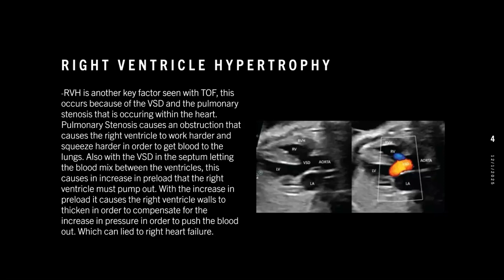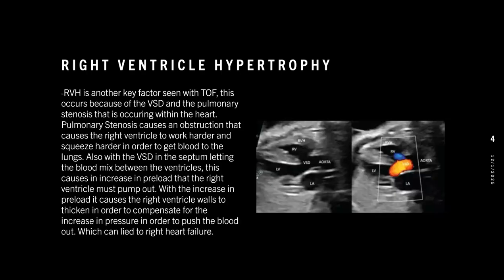Right ventricular hypertrophy. RVH is another key factor seen with TOF. This occurs because of the VSD and the pulmonary stenosis that is occurring within the heart. Pulmonary stenosis causes an obstruction that causes the right ventricle to work harder and squeeze harder in order to get the blood to the lungs. Also, with the VSD in the septum letting the blood mix between the ventricles, this causes an increase in preload on the right side of the heart and the ventricles that the ventricle must pump against.